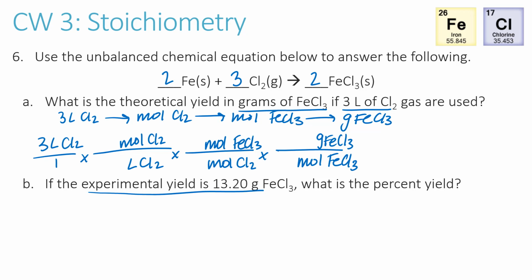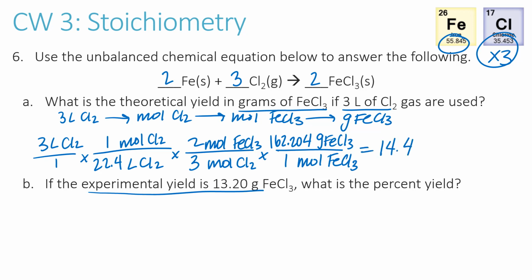So this first conversion factor is the liters per mole. So for any gas, 1 mole is 22.4 liters. Next, we have our mole ratio, which is going to be 2 to 3. And then I need the molar mass of FeCl3. So I'm going to take the mass of chlorine and triple it, and then add that to the mass of iron. So when I do that, I get 162.204 grams per mole. So solving here, I get 14.48 grams of FeCl3.